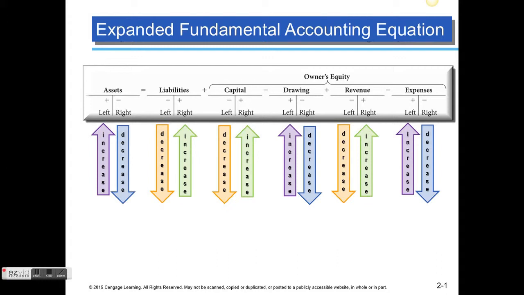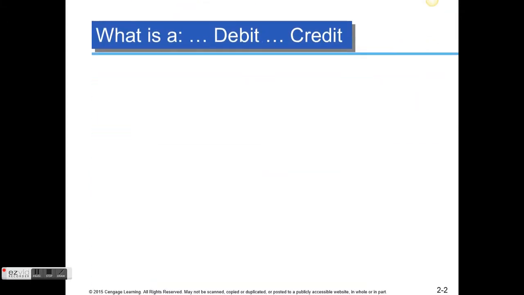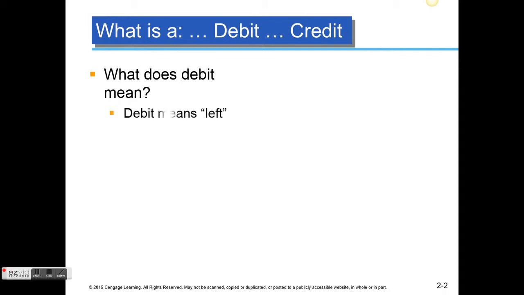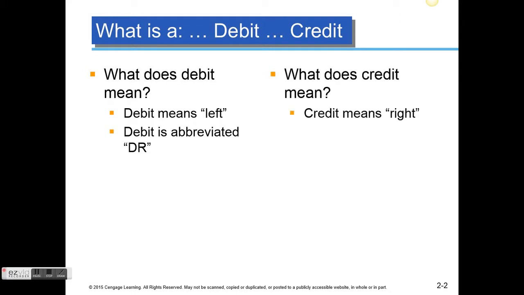So that being said, I do want you to start to move away from plus and minuses, and I want you to use debits and credits to identify which side of the T account you're talking about. Our debit means the left side of our T account, and our abbreviation is DR. The credit is the right side of our T account, and it is abbreviated CR.